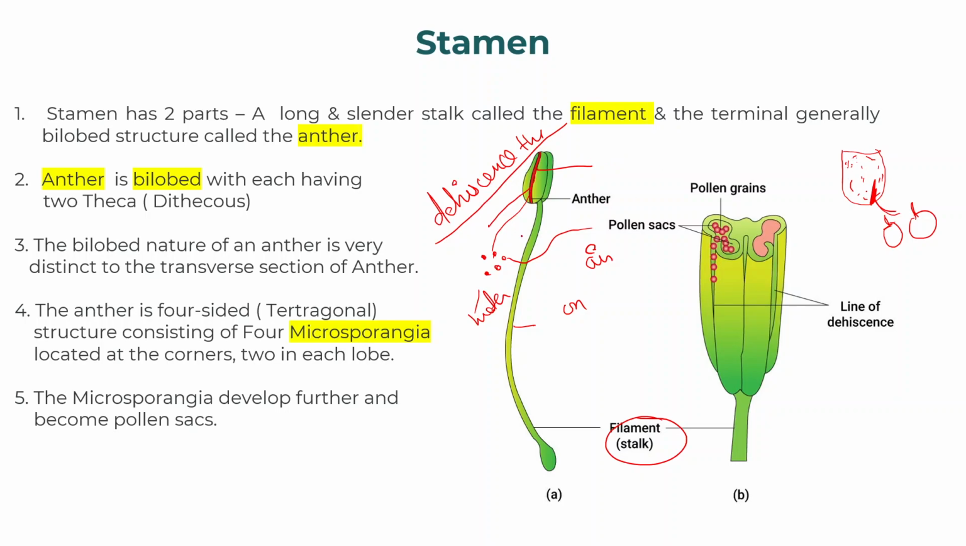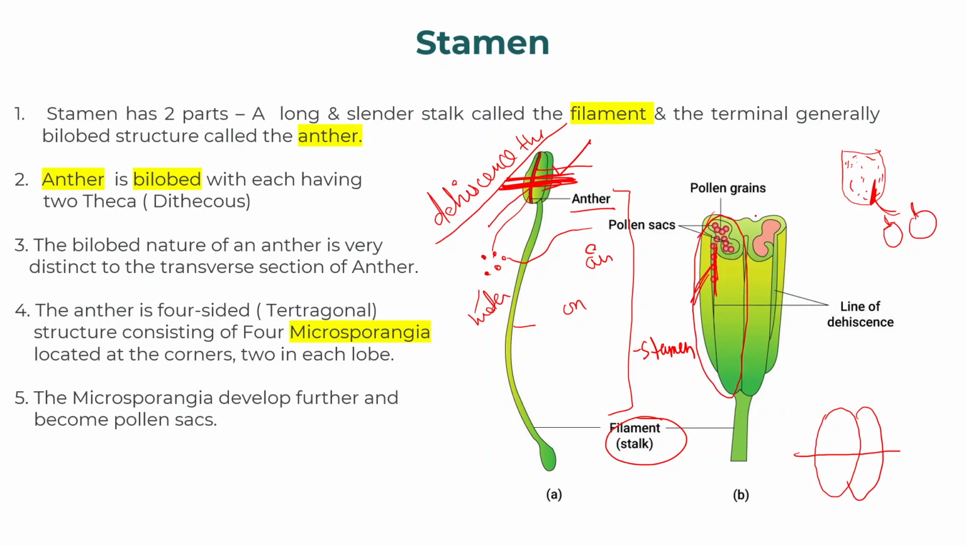But what we are actually here to learn is that this anther and this filament together are known as the stamen, and we could see that the anther is bilobed. For example, if I cut this bilobed structure transversely, it looks like this. See, this is a groove from where the pollens are released. So this whole thing is a thick bilobed structure.